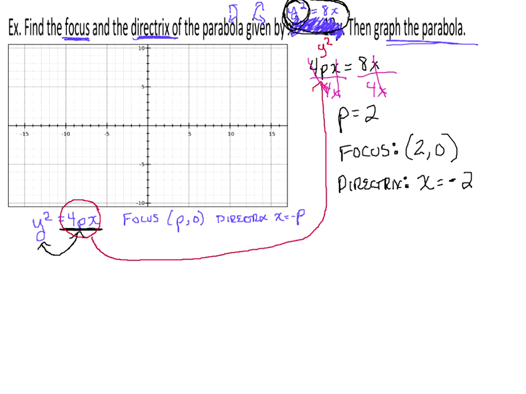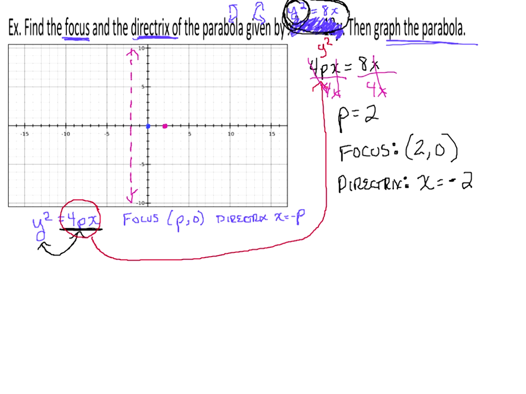But let me go ahead and graph what I've got going on here. All right, so my directrix is x equals negative 2. So that's just a vertical line going through the x-axis at negative 2. So there's my directrix. My focus is 2, 0. So my vertex has to be equidistant from my directrix and my focus. So my vertex of the parabola is right at the origin, 0, 0, because I've got 2 units in either direction before I hit the directrix or the focus.